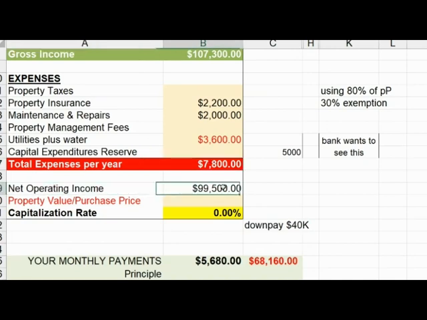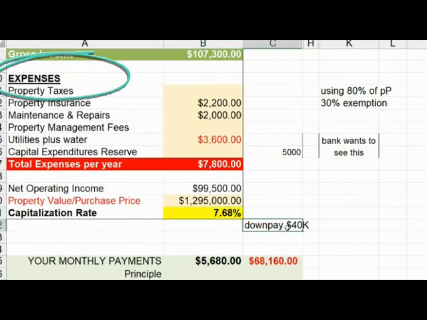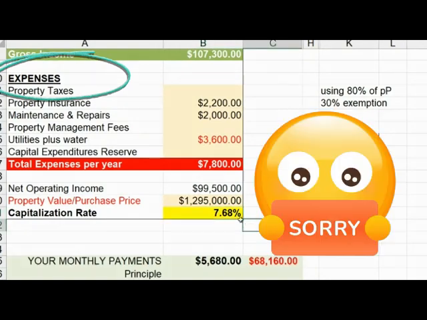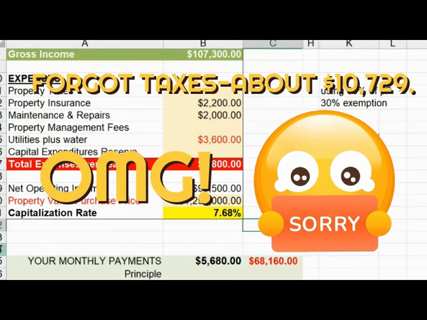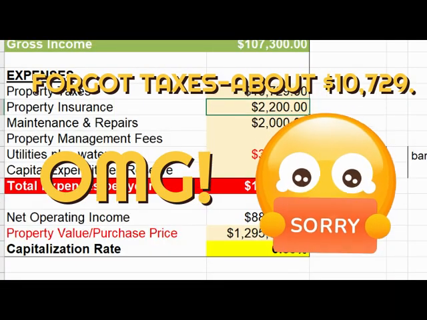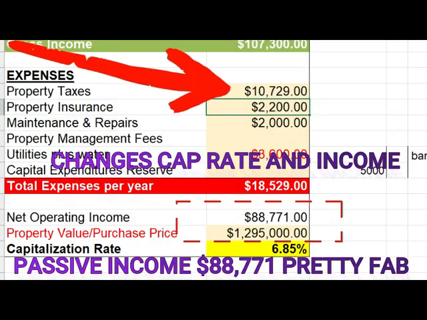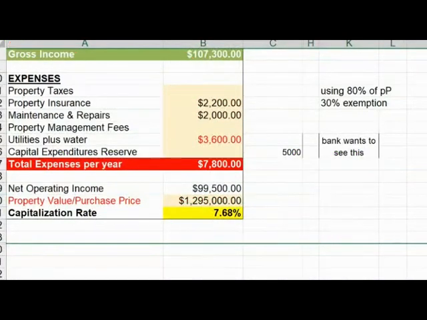Your net operating income, if you do spend the asking price, your cap rate is 7.68, which is a pretty good investment. Anything over 5, pretty good. Forget that down payment. So this is just to find the cap rate.